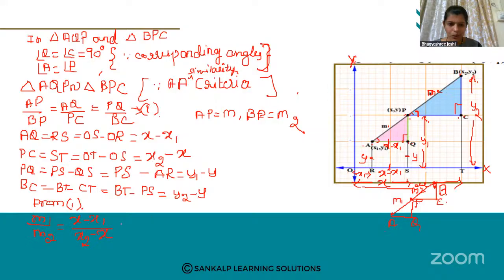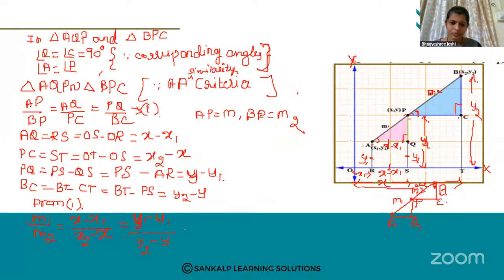Next, PQ. Where is PQ for us? Here, Y1 minus Y. Right? Or Y minus Y1. PS it is taken as Y minus Y1. So wait for a minute. PS is taken as Y, right? This is Y, this is Y1. So we'll take it as Y minus Y1. What is BC? BC is Y2 minus Y.